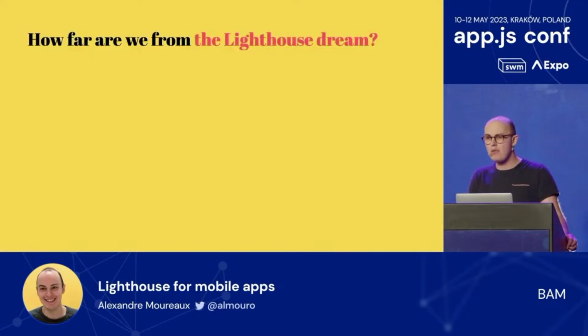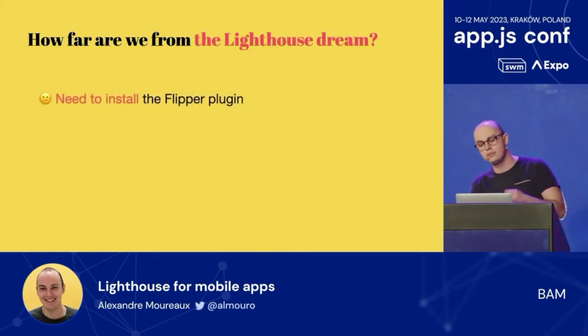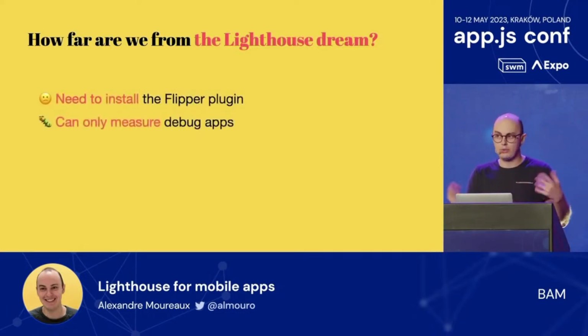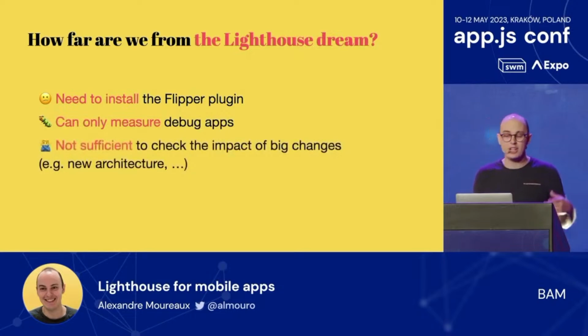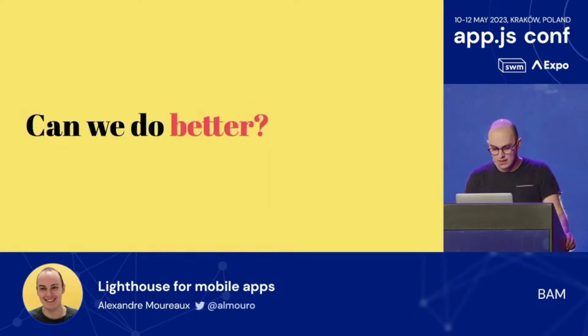But how far are we actually from the Lighthouse dream? So with Lighthouse, you can take any app and measure its performance. Here, we do have to install the Flipper plugin. Also, we can only measure debug apps, because you don't want to have Flipper in production, actually. And to be honest, it's kind of limited. It just checks UI and JS FPS. It doesn't really embrace everything that can happen to check the impact of big changes, like, if you're switching to the new architecture, for example, how do you know if your performance is better or worse? The question is, can we do better?